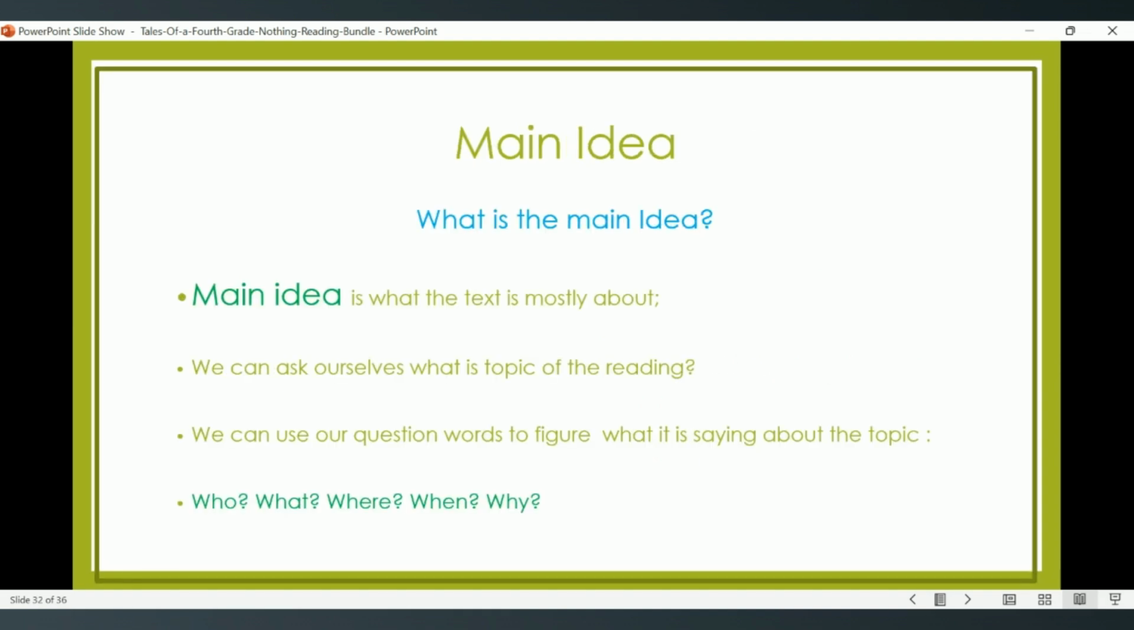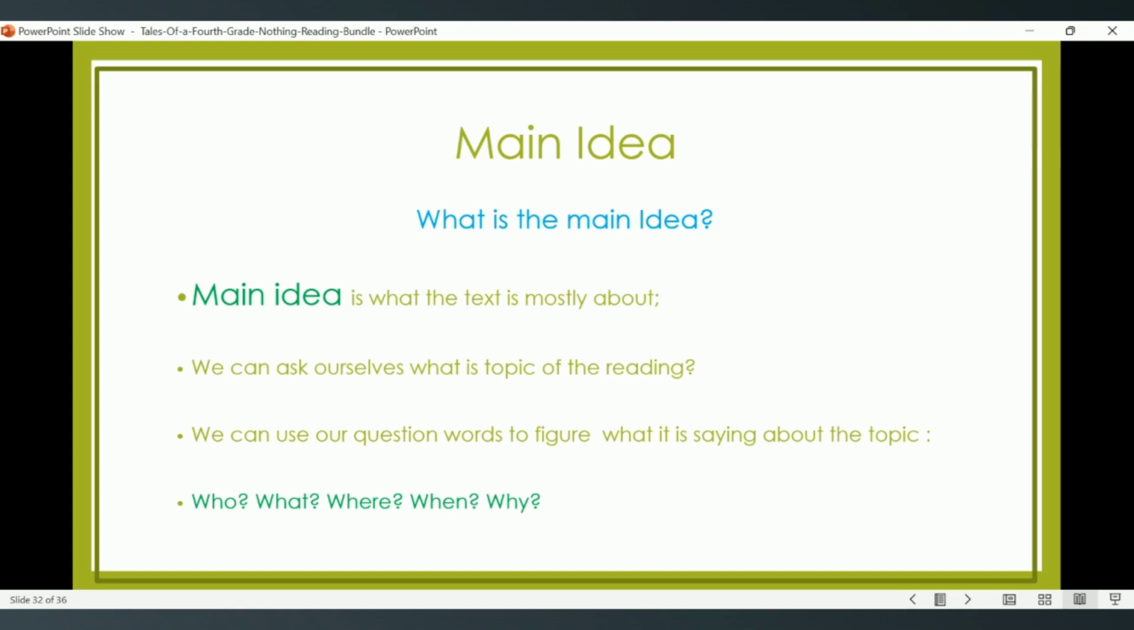Okay, and now we're going to talk about the main idea. Usually how we introduce this to the class, as we all know, the main idea has to do with the topic, and it's also to do with what's happening about the topic. So I use pictures. Pictures are a great way to start talking and thinking about main idea.